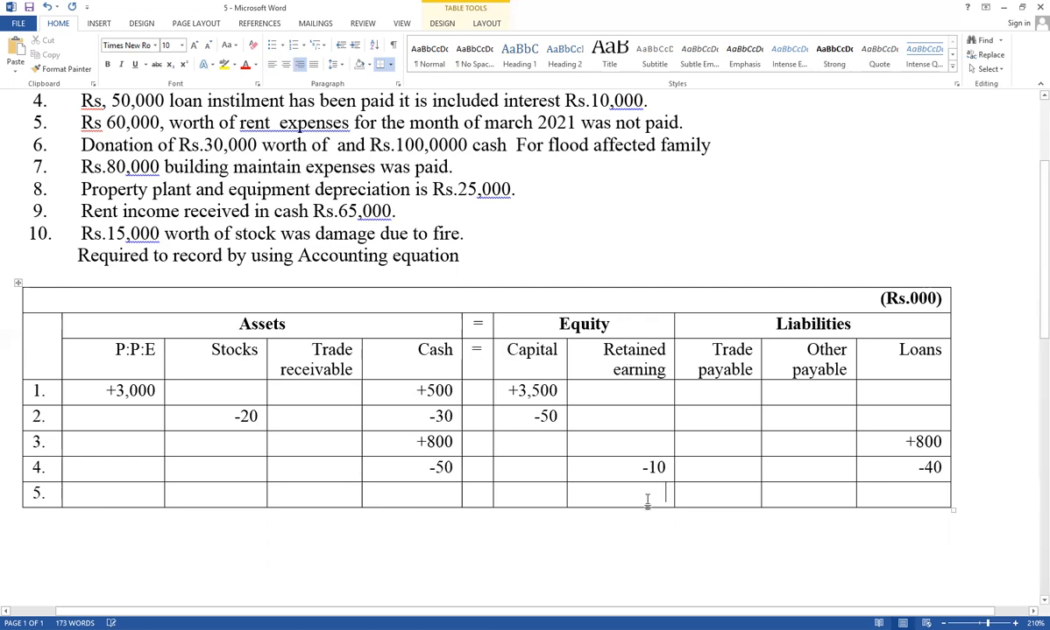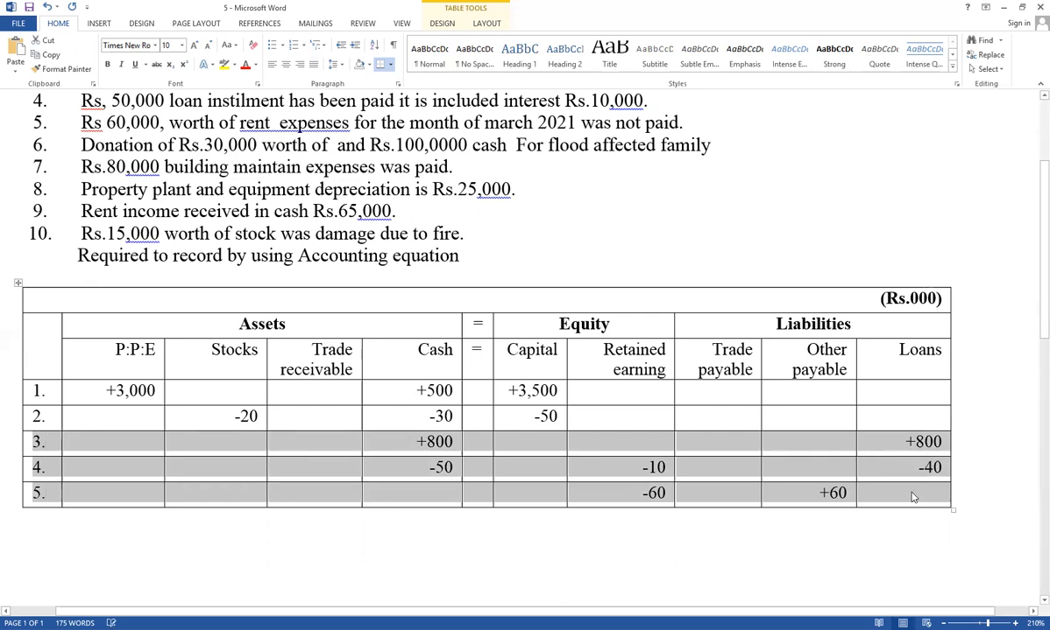60,000 expense, therefore retained earnings decrease. If it had been paid in cash, the effect would be a cash decrease. But now it has not been paid. Those are called accrual expenses. It is a liability. We have to pay, but have not paid in cash. Therefore, other payable increases. Think about accrual expense: other payable increases. Paid or not, if it is relevant for this month, it should be considered as an expense. Therefore, retained earnings decrease as well as other payable increase. That is accrual expense.